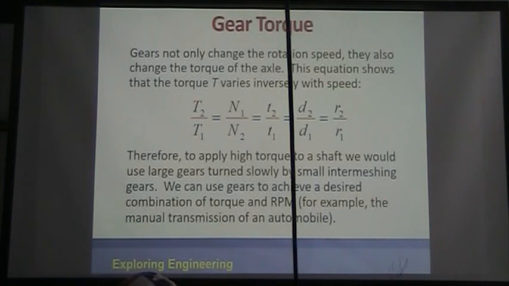Therefore, to apply high torque to a shaft, we would use large gears turned slowly by small intermeshing gears. We can use gears to achieve a desired combination of torque and RPM. For example, the manual transmission of an automobile. Well, okay, carry on.